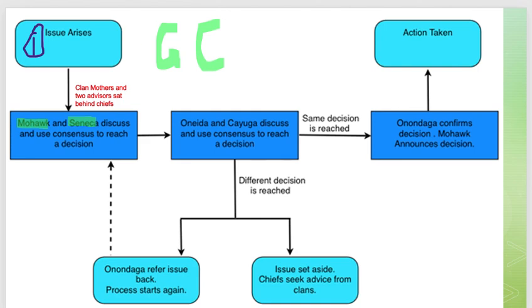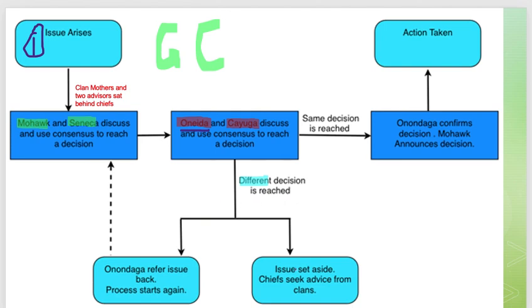From there, the Oneida and the Cayuga, who joined later on in the Confederacy, would also discuss the exact same issue. Now, if a different decision is reached, then we have 2 options, right? So let's say the Oneida and the Cayuga do not agree with what the Mohawk and the Seneca said. This is where we would go, right?